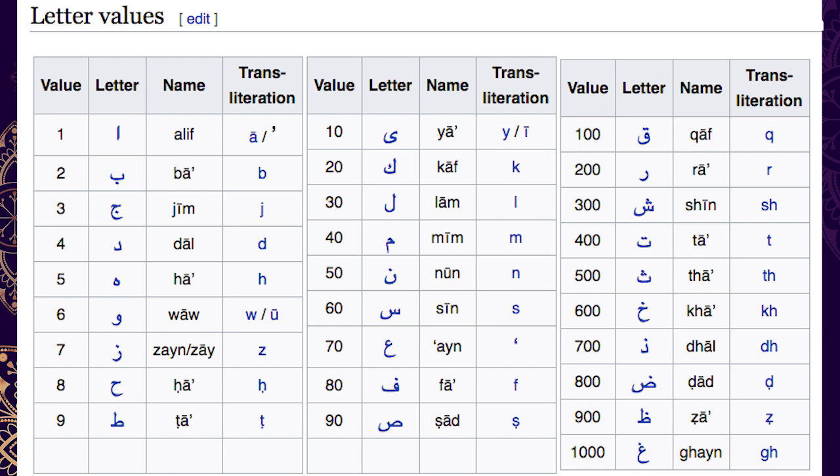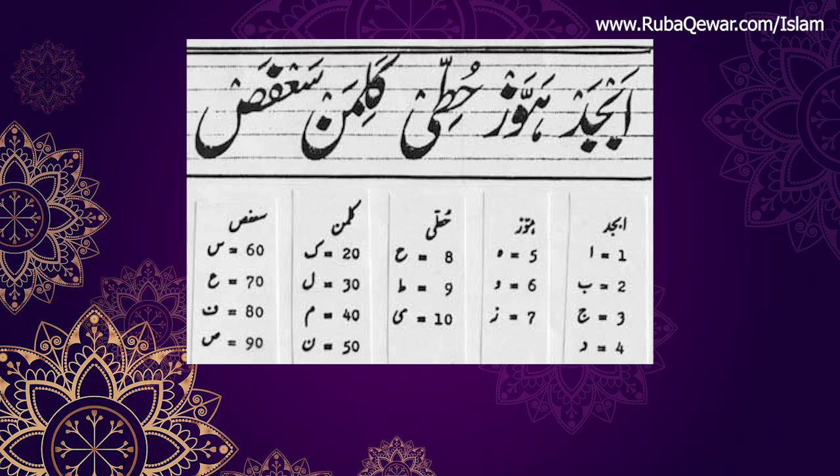Long time ago they used to have a different alphabetic or like a different organization. So it used to be like this: alif, ba, jim, dal, ha, waw, zay, ha, ta, ya, kaf, lam, mim, nun, sin, ain, fa, sad, and so on. So this is how I memorize it: abjad, alif, ba, jim, dal.